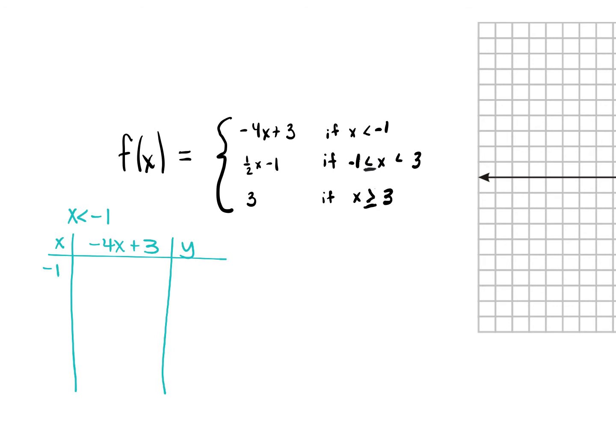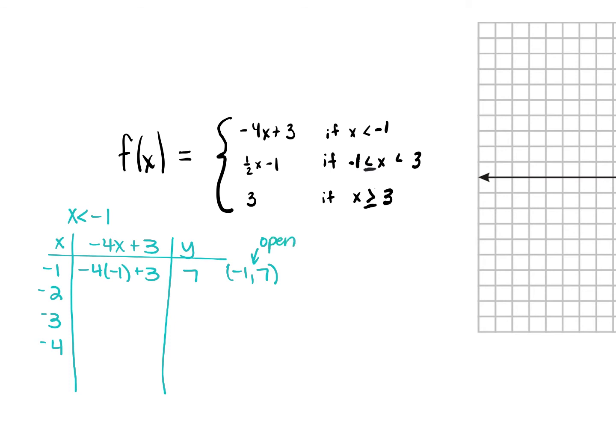What are other numbers that are less than negative 1? Negative 2, negative 3, negative 4. Again, I would do at least 4 points, or 4 x values. If we plug these x values in and solve for y, this negative 1 is going to give us negative 4 times negative 1, which is positive 4, plus 3 is 7. So that's the ordered pair, negative 1, 7. What kind of circle is going to be here? What's our sign? It's just less than, so is it going to be a closed or an open? It's open because it's not equal to.